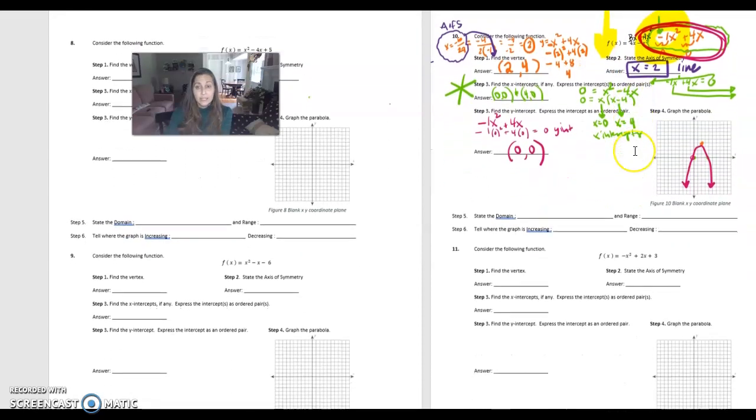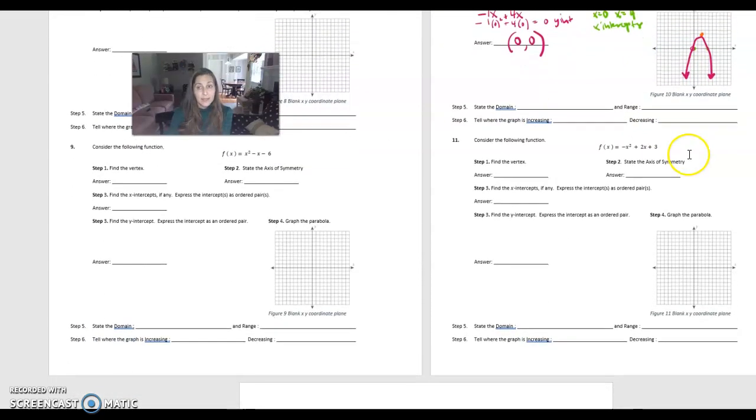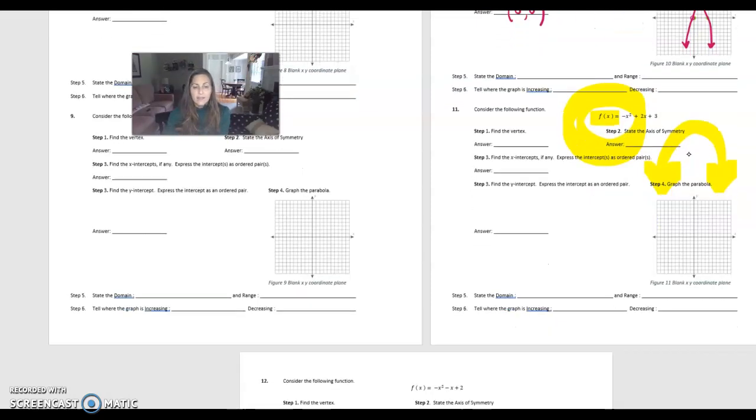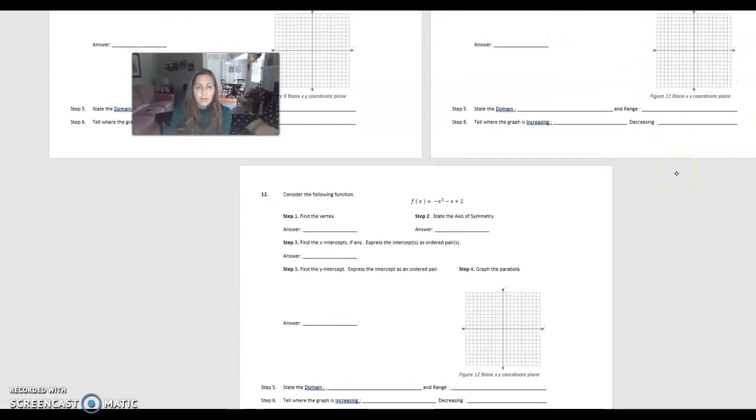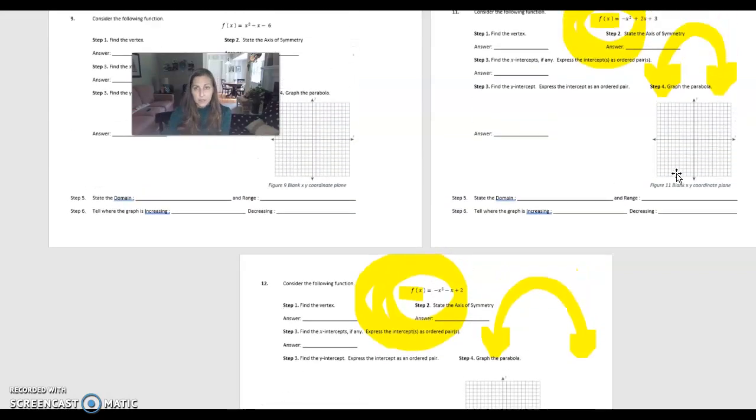Okay, so number 10 is going to open down. Number 11, okay, hold up now. This is a negative x squared. See that negative x squared? So this is going to be a downward U. If you don't graph anything else correct, make sure it's pointing downward. And the same thing for number 12. Number 12 is a negative in front of x squared. So if you don't figure out anything else, just draw yourself a downward U. If it's got a negative in front, it's going to be pointing down. If it has a positive x squared in front, it's going to be pointing up.